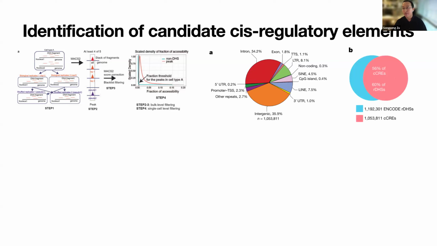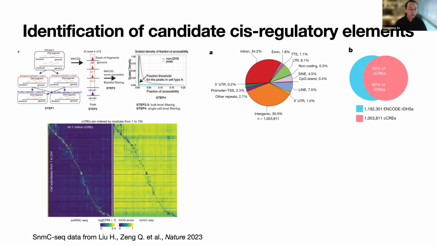And we do the overlapping with the ENCODE data, and we can see that 40% of our cis-regulatory elements haven't been identified by their bulk-level studies. So here, in order to further validate our candidate cis-regulatory elements, we check their corresponding DNA methylation state. Those data were shared by Ecker's group.